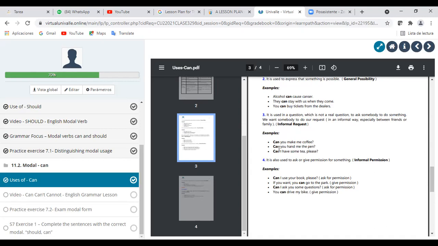Examples in here: Can you make me a coffee? Can you hand me the pen? Can I have some tea, please? And the last one, but not least important, is that we also use can to ask or give permission for something. This one is a little bit more informal, because you already know that we use the modal may to ask permission in a really polite way. So we can use those statements to express informal permission in English.